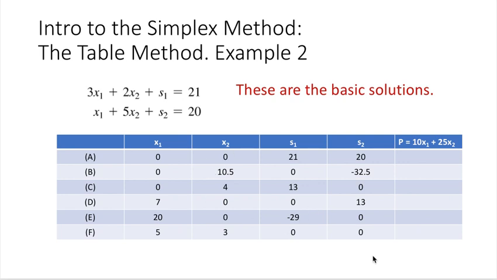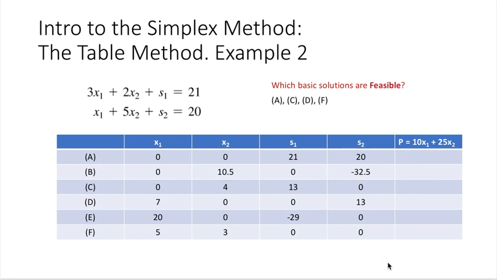Now remember from the previous video, some of these solutions are not feasible. Which of the solutions are not feasible? Remember, you can't have any negative values. So anywhere you have a negative value, you are not going to have a feasible solution. So only rows A, C, D, and F contain feasible solutions.